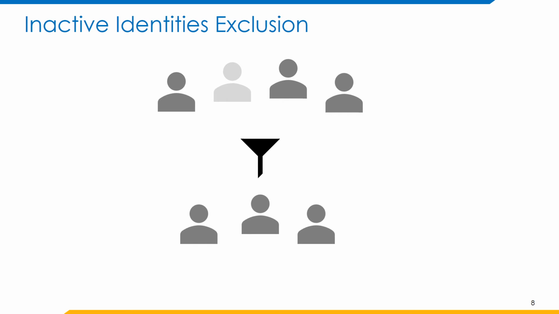Inactive identities exclusion. Yet another most commonly used option is to exclude the inactive identities. Identities that are marked as inactive do not usually change. Trying to refresh such identities would be an unwise spending of our resources. To avoid such wastage, we could use this option and eliminate the inactive identities from being refreshed.